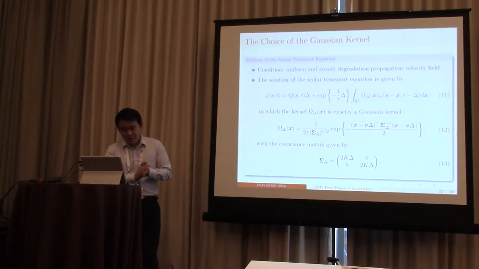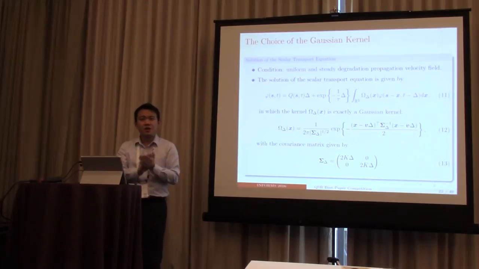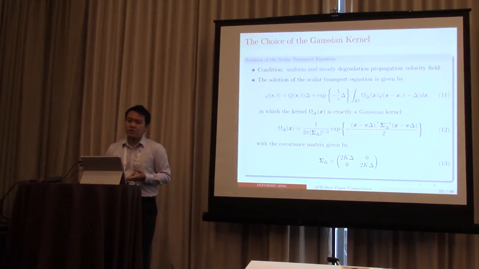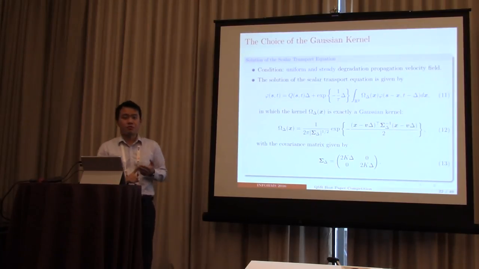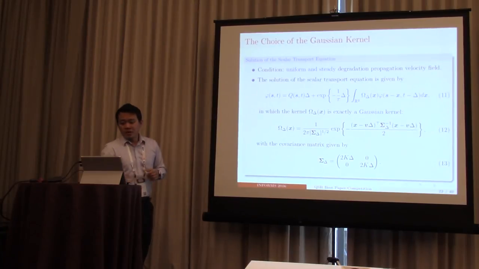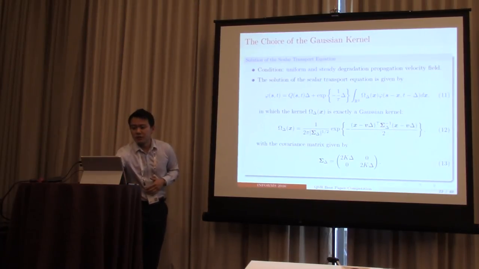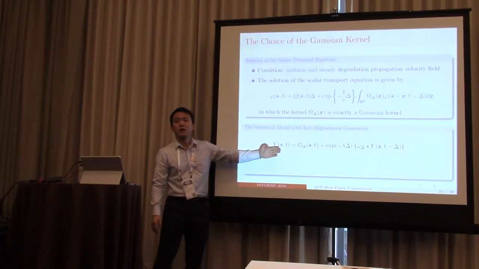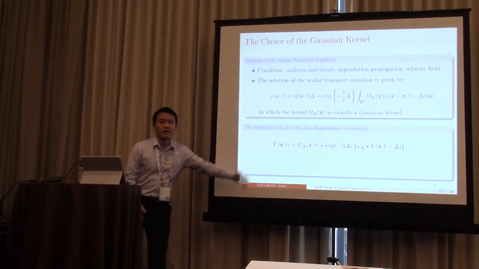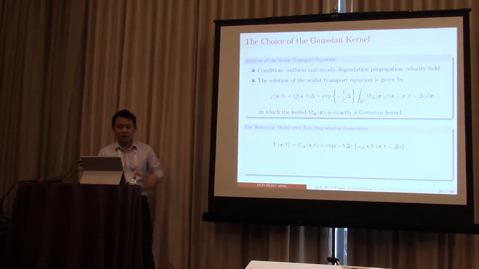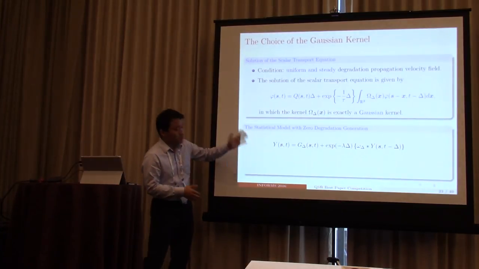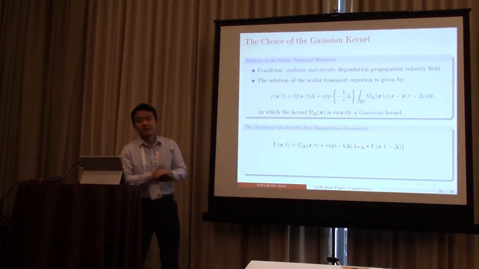Just look at this equation. On the right side, there are two terms: a generation term, and the second term, which captures the convection, diffusion, and decay of degradation through a convolution operation with a Gaussian kernel. If you compare this solution to our proposed statistical model, the similarity is immediately seen. But there's a key difference: our model is a stochastic model. The physical model is actually a deterministic model, and the relationship can only be established under certain conditions.